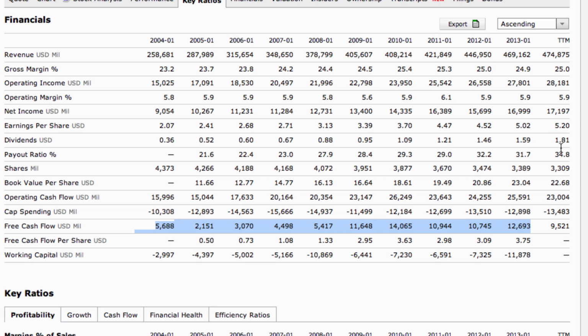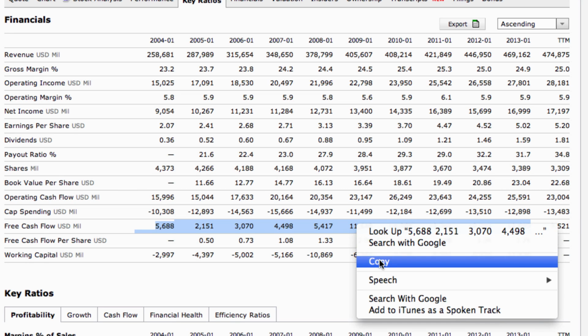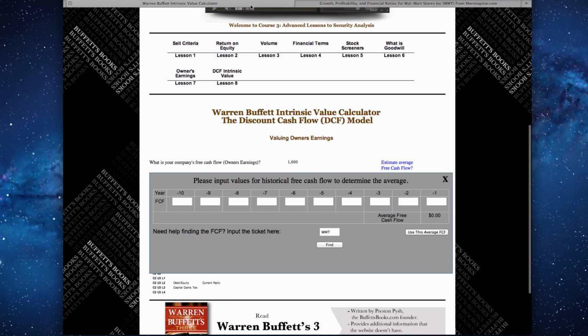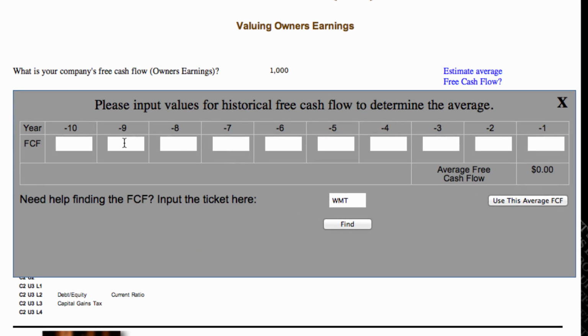That's the temporary or the current number that's happening. Pick the first 10 and not that 11th number off to the far right. So once you have those numbers highlighted, just simply copy those, and then we'll go back to our tab where the discount cash flow model is for calculating the intrinsic value.